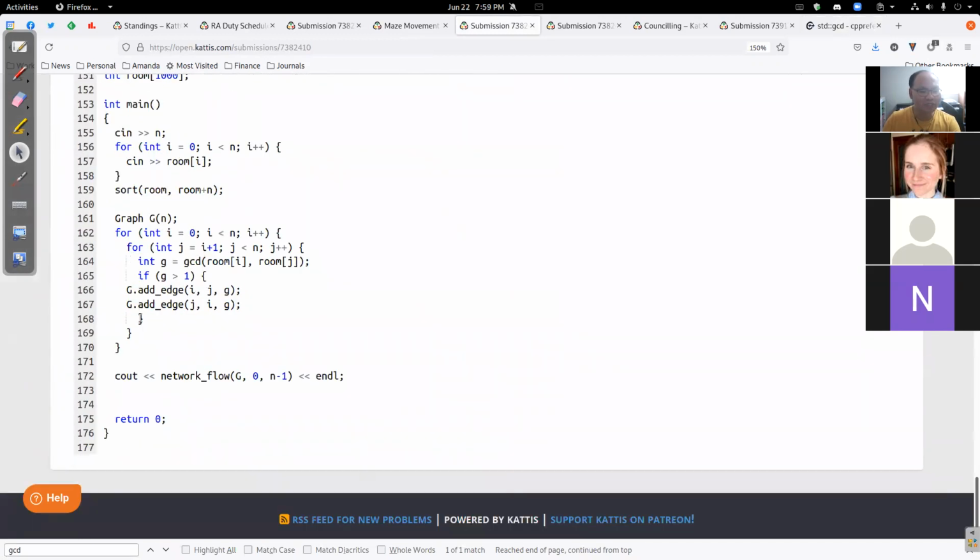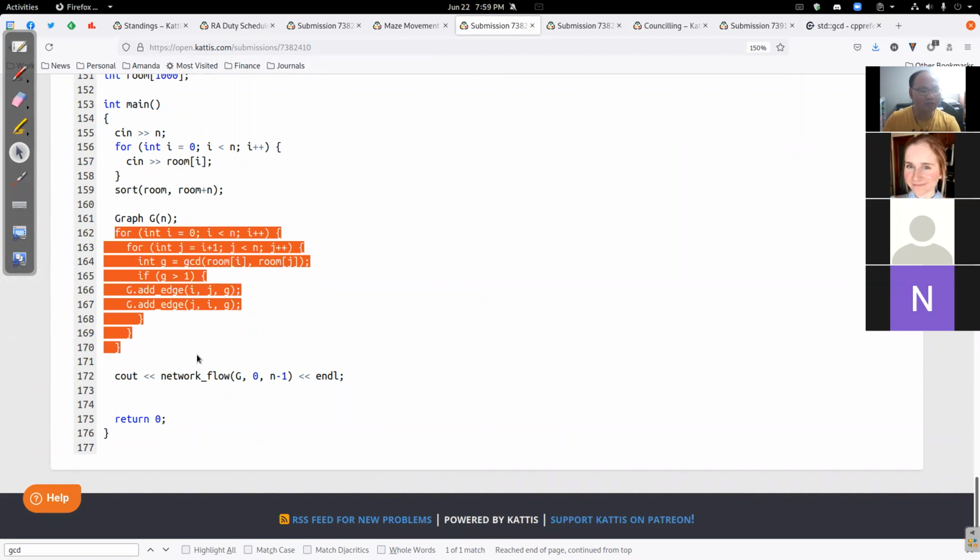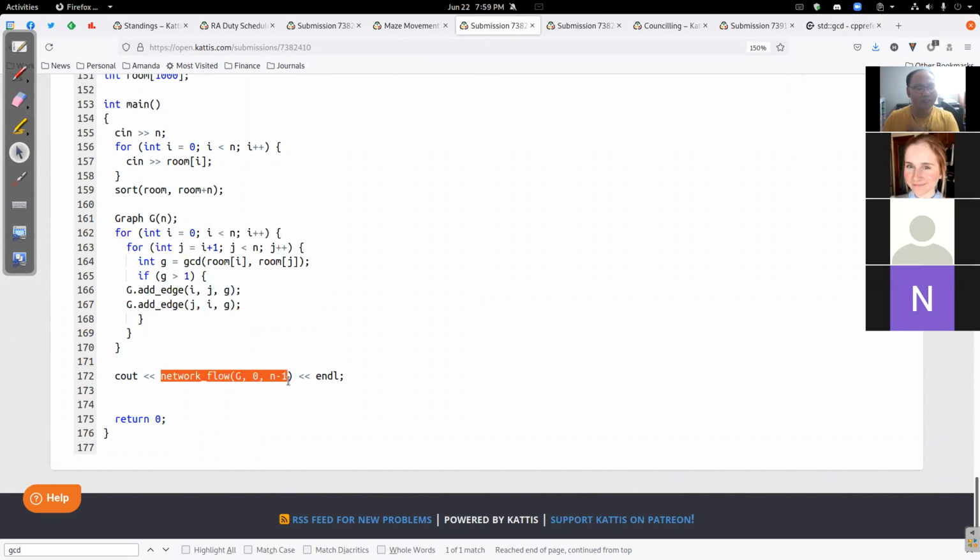Okay, so I computed the GCD and so on. And then once I build this graph, I just call network flow from source to sink, and whatever that flow is, that's the answer. So this is basically a very, very simple application of network flow, right? This is almost as standard as it gets, like analyzing traffic flow. They pretty much tell you how to build a graph. You build it, you call the network flow, you're done. That's it. Any questions?